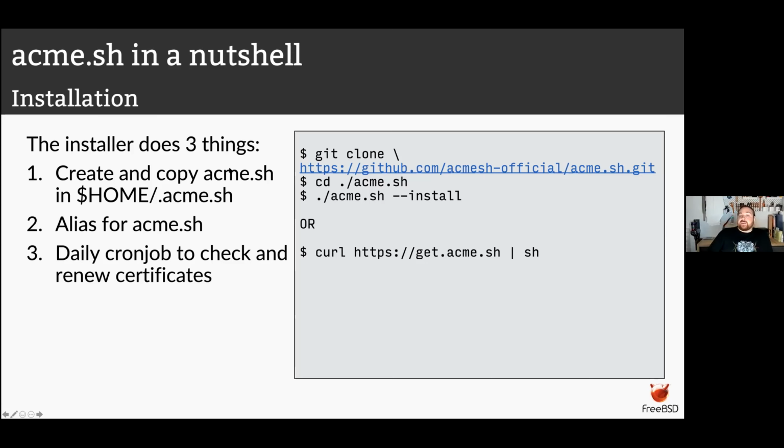But the installer does three things, and you can go and read this shell script. It's remarkably readable. First of all, it copies itself into a .acme.sh directory, which is helpful because it allows you to update it automatically as well. We'll come to that again. It sets an alias in your .profile file, and it creates a daily cron job to check and renew certificates for you. So that's all it does. It's really quite simple.